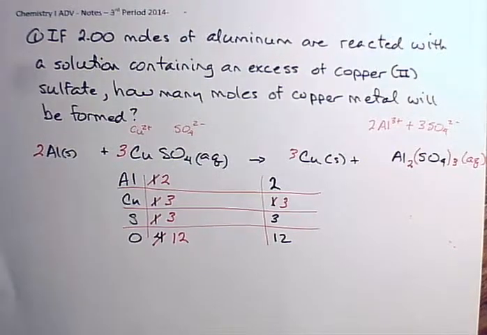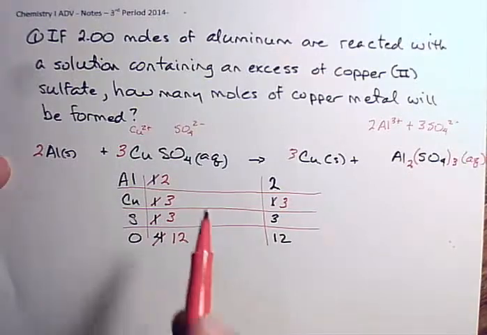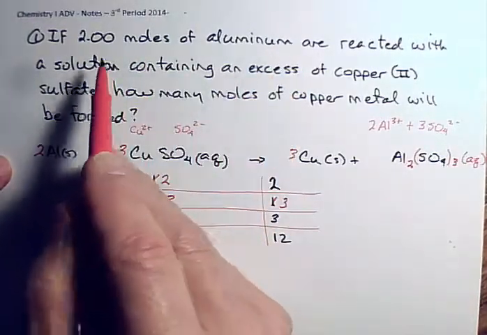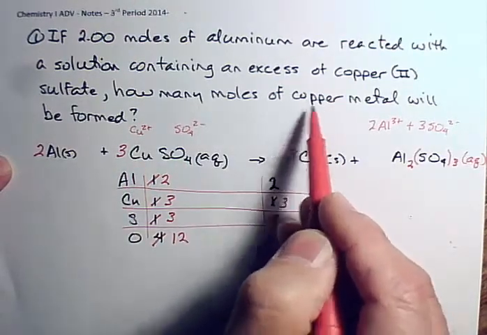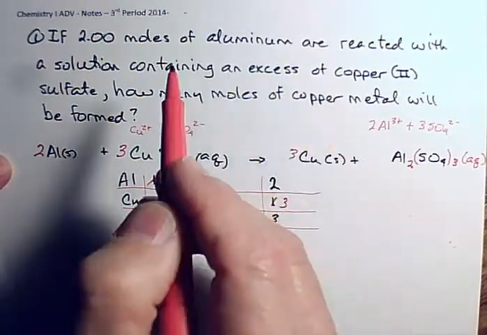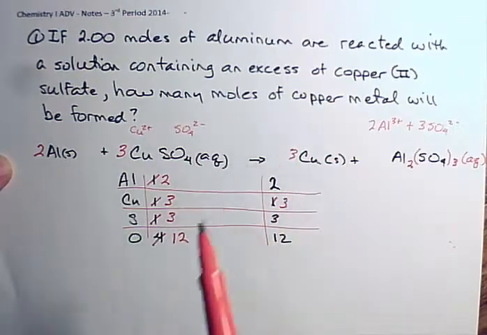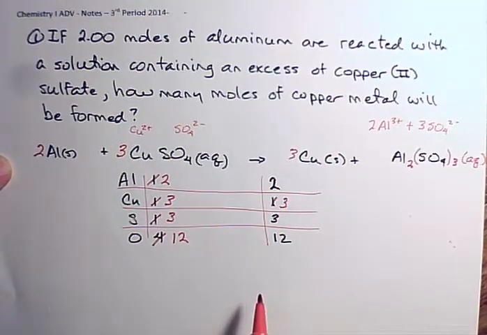Now, that's the first thing you have to do. Before you can solve a problem like this, where you go from one chemical species, in this case the aluminum, to another chemical species, in this case the copper, before you can go from one chemical species to another, you have to have a balanced chemical equation. You cannot solve this problem in any other manner.